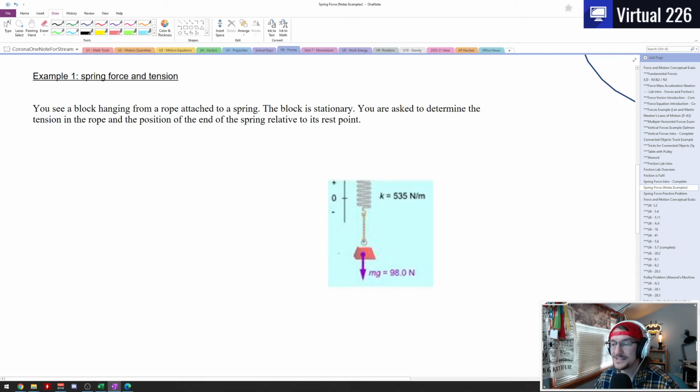But the block is stationary here, okay? The block is stationary, so it's not accelerating at all. The acceleration is 0. We're asked to determine the tension in the rope, which is really going to be the tension in the spring force, and the position of the end of the spring relative to its rest point.